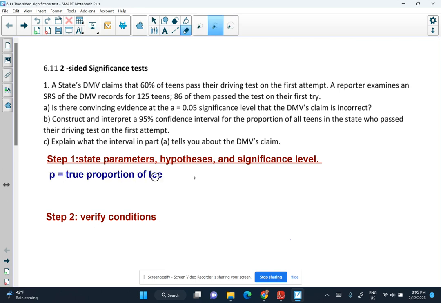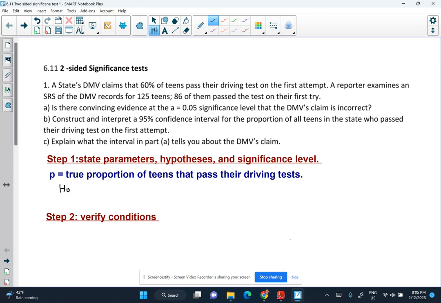So the parameter, what you're trying to discover, is the true proportion of teens that pass their driver's test on the first try. And the null hypothesis is what you're assuming to be true. So the DMV is claiming that 60% pass on the first try. The alternative is what you're suspecting to be true.